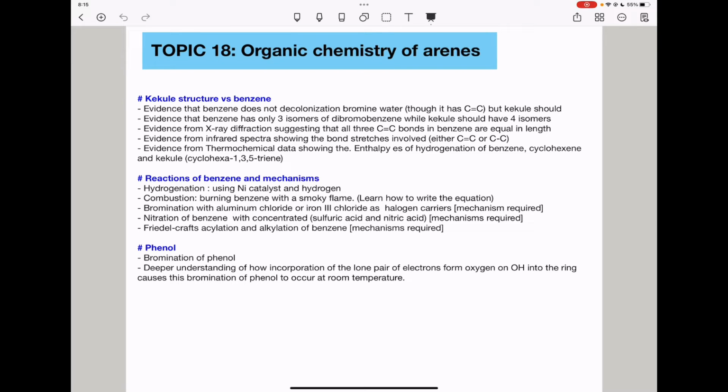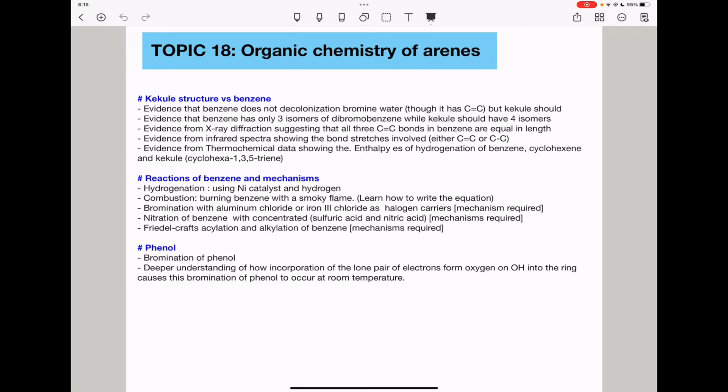To me, this is the most predictable topic. Of course, with benzene, they're going to ask you about the Kekulé structure versus benzene. You need to remember the evidence scientists use to decode the structure of benzene. Remember, they used evidence that benzene does not decolorize bromine water, yet compounds with carbon-carbon double bonds, like the theoretical Kekulé, should. There is evidence that benzene has only 3 isomers of dibromobenzene. The theoretical Kekulé structure should have 4 isomers.